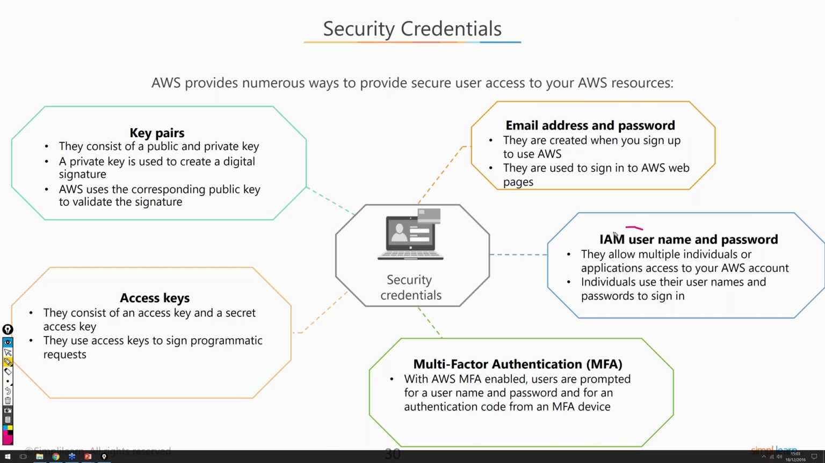Now, IAM user name and the password. They allow multiple individuals or applications to access your AWS account. Individuals use their usernames and the passwords to sign in. So it's not an email address that is assigned to a single person. It's basically a username that is not an email, and then you use the combination of the user name as well as password in order to provide multiple individuals, applications, or systems to authenticate against.